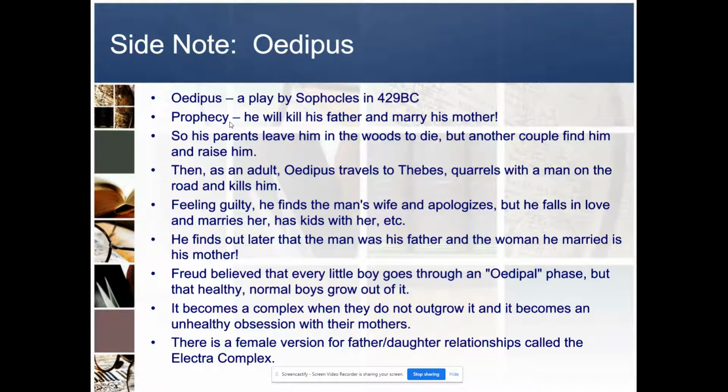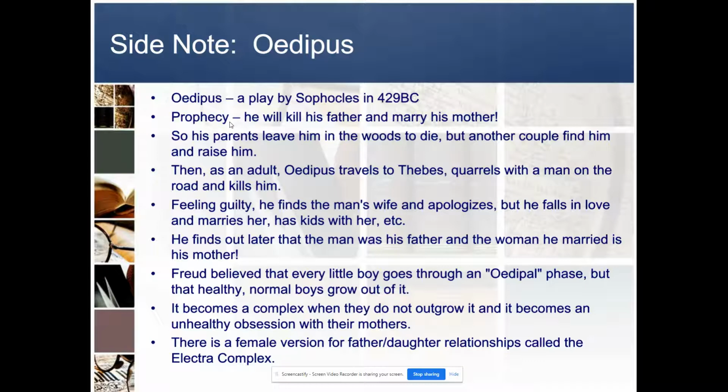If something goes wrong there, or if something goes wrong at some other point, if something unhealthy happens between mother and father's love when you're a child, then you'll basically get stuck in that phase. And he calls that the Oedipus complex, when the boy does not outgrow it and develops an unhealthy obsession with their mother. If you're already thinking Hamlet, you're on the right track because Hamlet does kind of have some Oedipal issues. The version for father-daughter relationships is called the Electra complex. And I'm not going to go into that whole story because I don't know it as well.